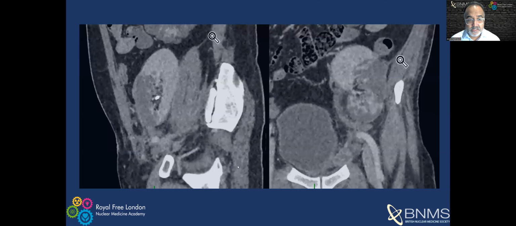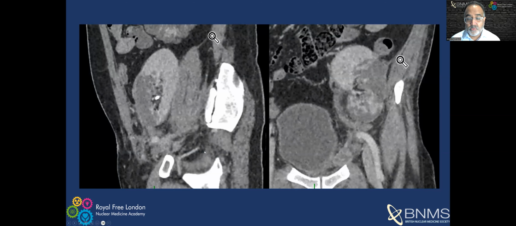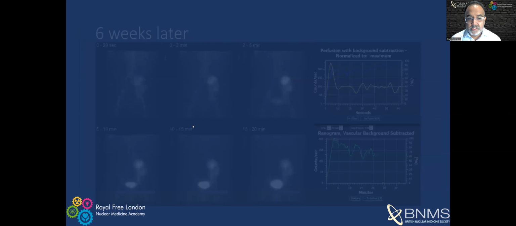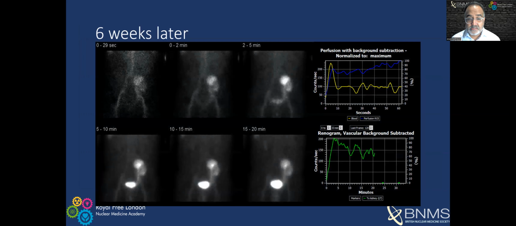Now, in this case, the team wanted a contrast CT to look at the perfusion specifically and look at the vascular anatomy, and you can see quite nicely that there are these large infarcts within the kidney. Now, over time, the function improved somewhat, but it plateaued. And the question was, can we expect more function from this kidney?